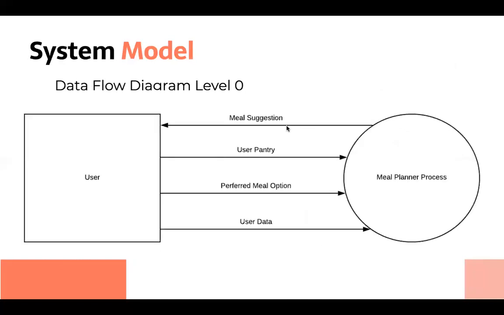The data flow diagram. So the user will provide their personal information, which will be on the user data. They're going to provide their preferred meal plans. So that is, for example, if they don't eat certain things, they're going to provide the pantry, which is what they have, and the system is going to give them back a meal suggestion. So this is a high level abstraction of how the user will interact with the system.